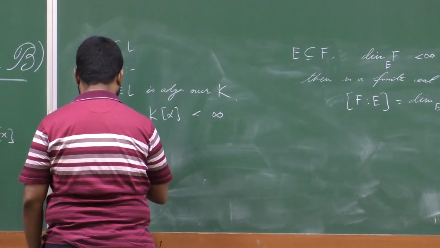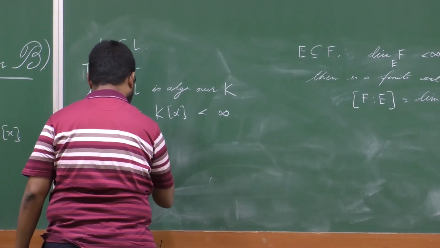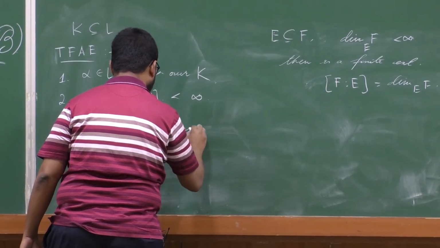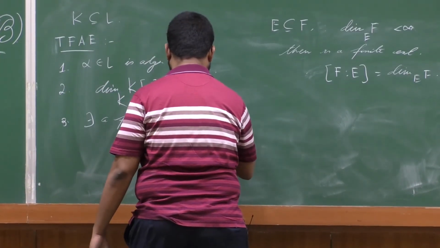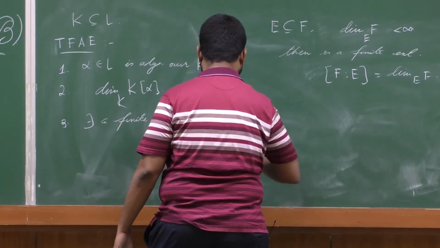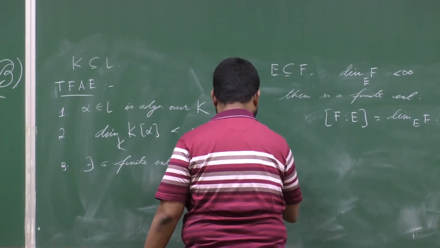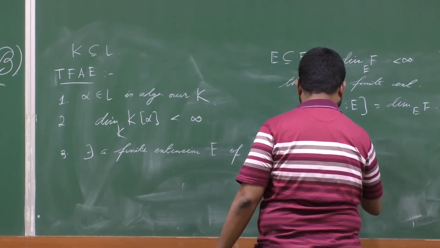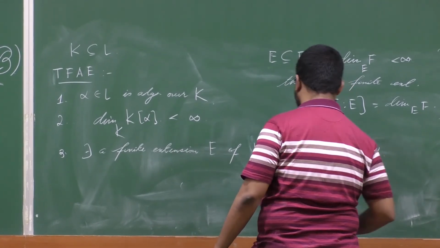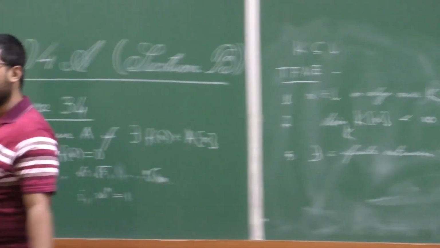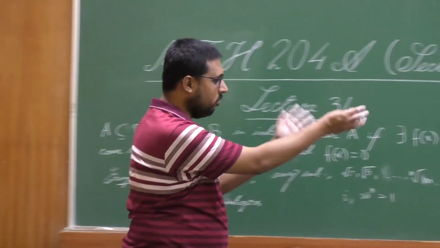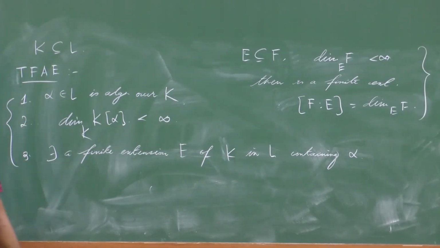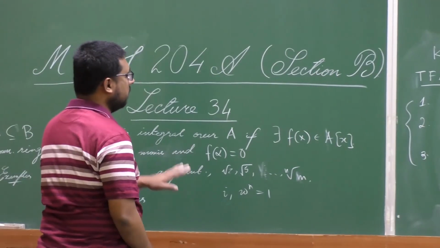So the third equivalent condition would be: there exists a finite extension E of K in L containing alpha. And the fourth one is determined, which I am not writing because you know how to formulate it and then prove it. And the proofs of these equivalences are again almost along similar lines.